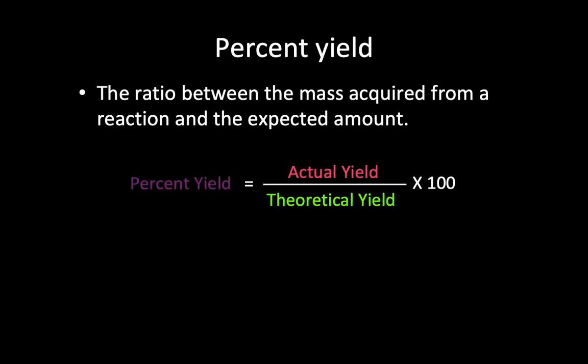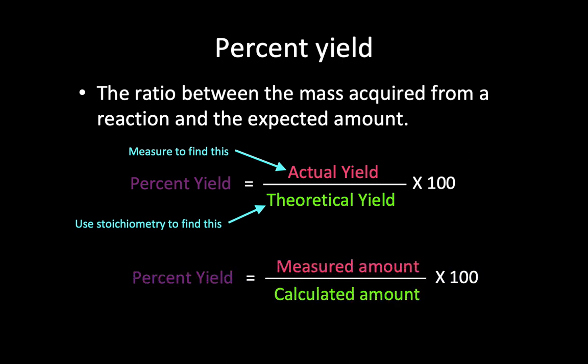Percent yield is equal to the actual yield divided by the theoretical yield times 100. The actual yield is the one that we measured. We found out how much we actually got when we did the experiment. And the theoretical yield is what we found when we did the stoichiometric conversions. So those are the calculations. Another way you could say this is that the percent yield equals the measured amount, the amount you put on the balance, divided by the calculated amount, times 100.